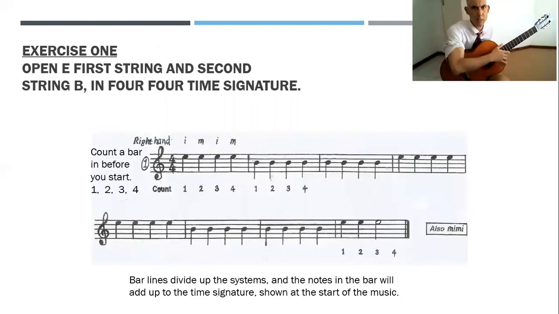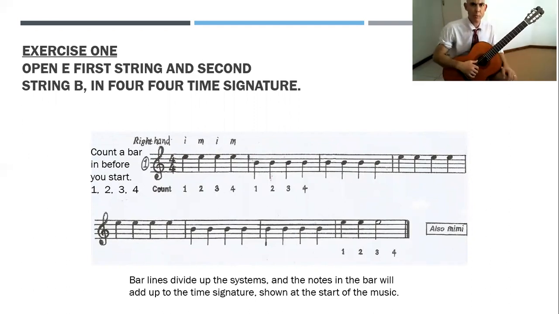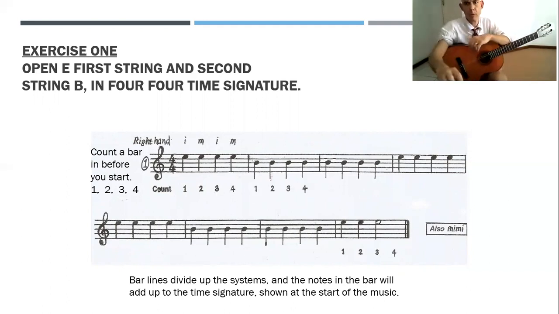Let's look at exercise number 1 with the open first string and second string in 4/4 time. 1, 2, 3, 4. Bar lines divide up the systems, and the notes in the bar will add up to the time signature 4/4. Each bar adds up to 4/4, as shown in the start of the music.